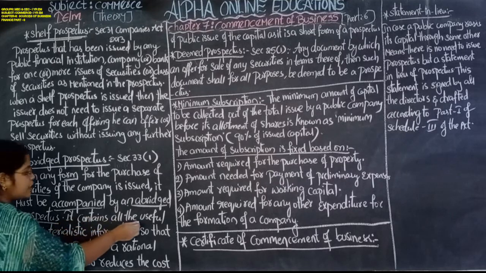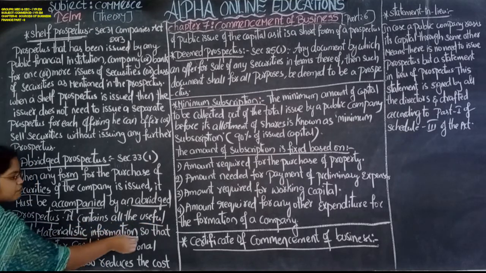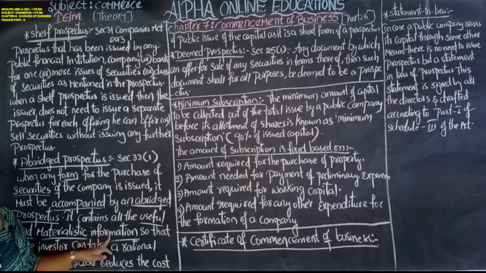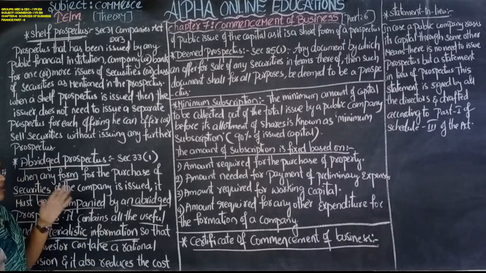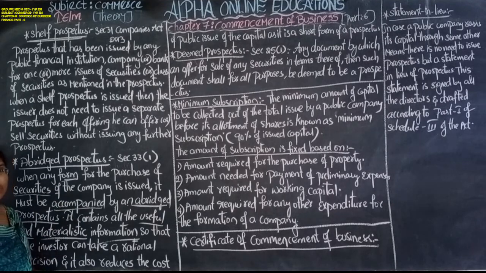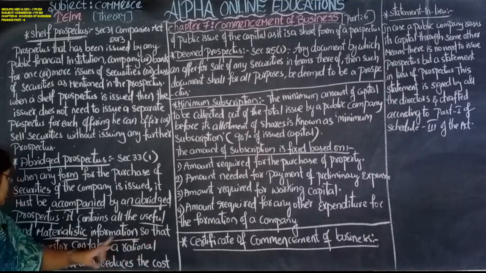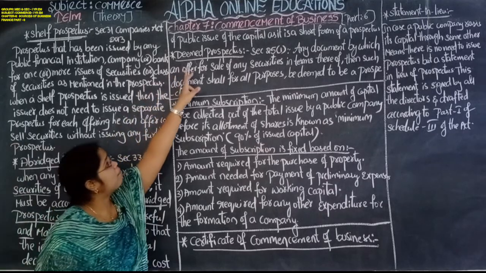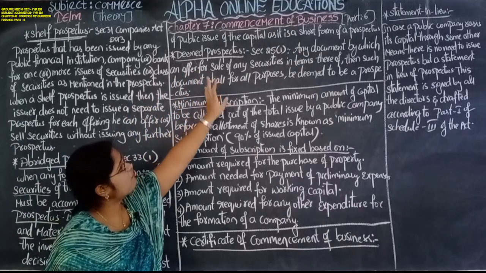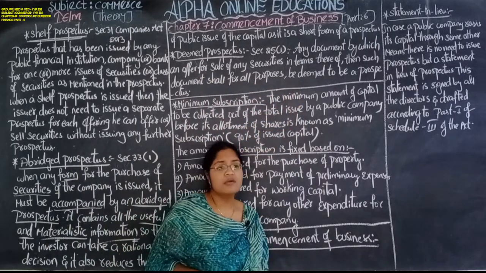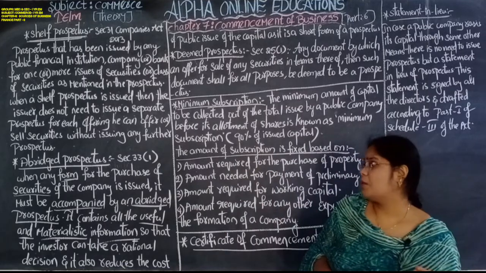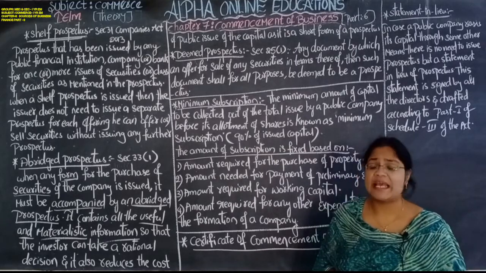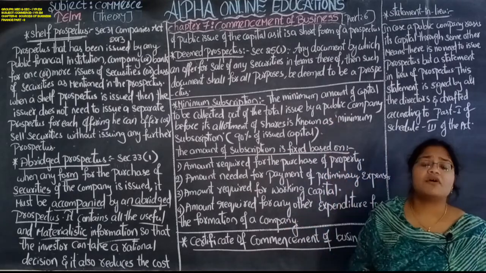So it contains all the useful and material information. It only contains whatever information is needed, what is important; only that information is contained in the abridged prospectus. The unnecessary information is not contained in it. It is shortened by removing all unnecessary information, so that the investor can take a rational decision, and it also reduces the cost of public issue of capital, as it is a short form of prospectus. By issuing this type of abridged prospectus, the decision maker, the investor, can take the decision quickly, and it reduces the cost of public issue.